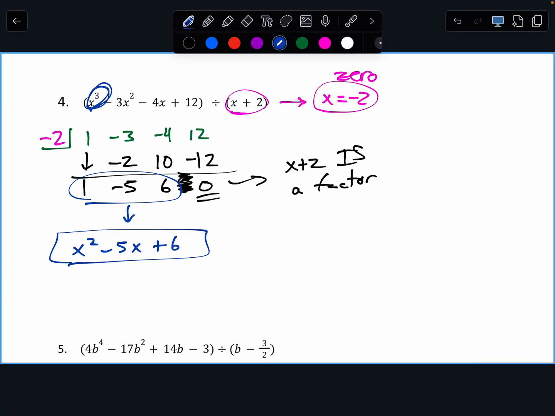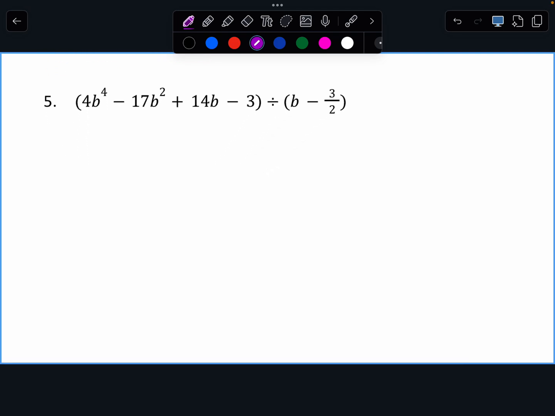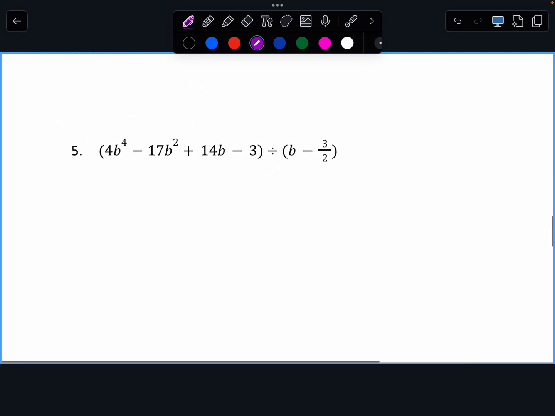All right. And so the very last one, we have a fraction involved here. So this one works out the same way. Okay, nothing weird about this, but again, we're missing x to the third. So we need a 0 in that spot. So in the box, we've got something. We'll figure that out in a second. So 4, 0, -17, 14, -3.